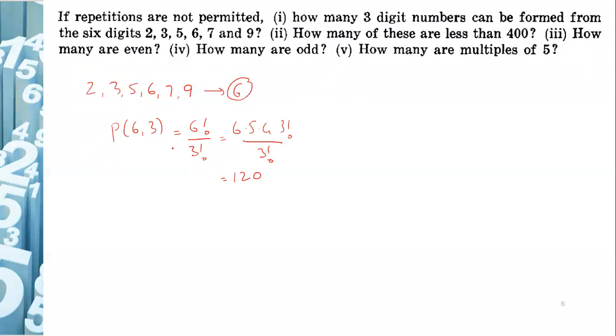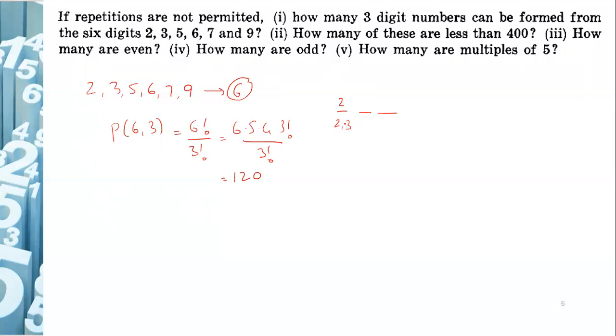Out of this we can arrange 3 digits from this one, right? And out of this 120, the second question is asking how many of these are less than 400. So less than 400 means I want only the numbers less than 400. So when you take these 3 positions, the first position must be filled with 2 or 3. Only then will you get a 3-digit number which is less than 400. So the first position I can fill in 2 ways with 2 or 3.